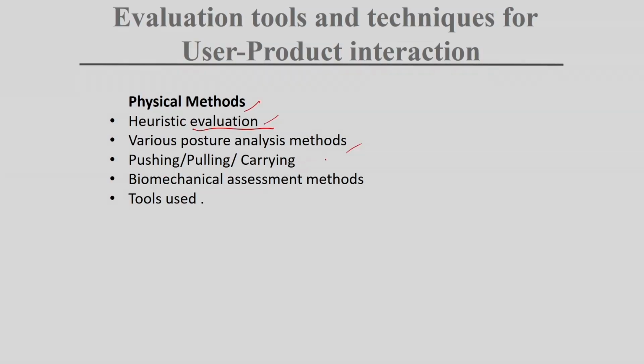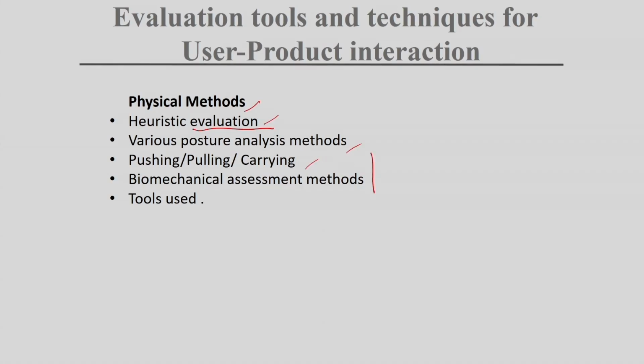Then there is pushing, pulling, carrying. For pushing, pulling, carrying we can use the Snook table. In this section few other methods are there that we can use, and also there are some equations, maybe the NIOSH lifting equation. So when you are doing this for a product, we need this type of evaluation very much.